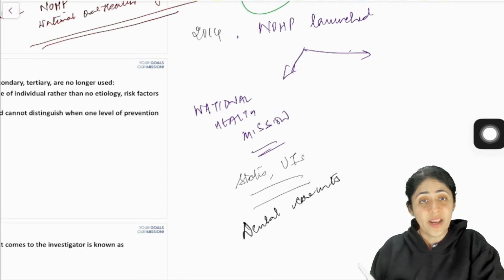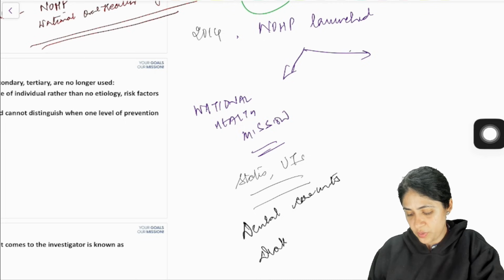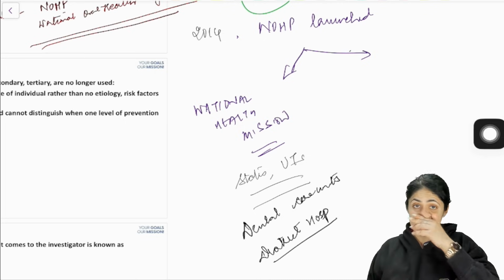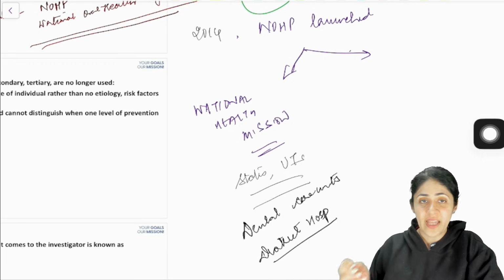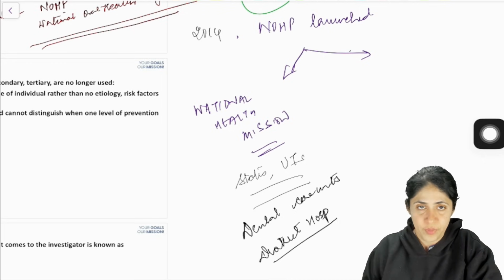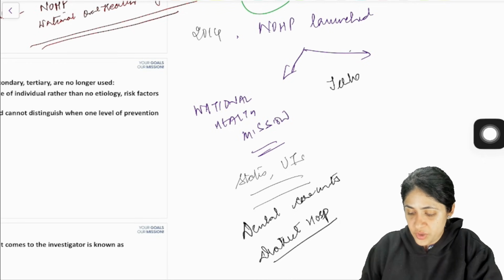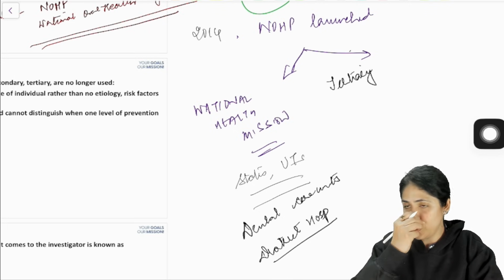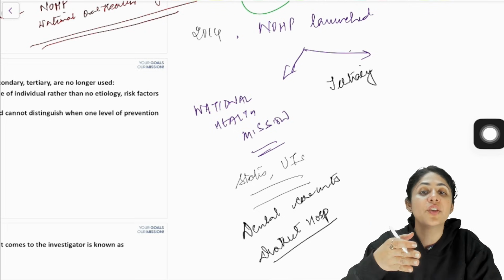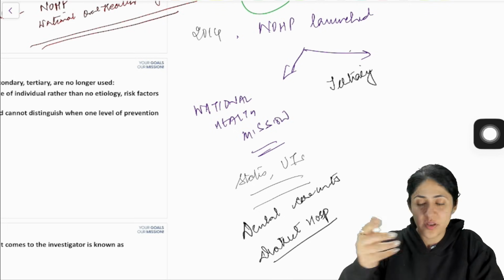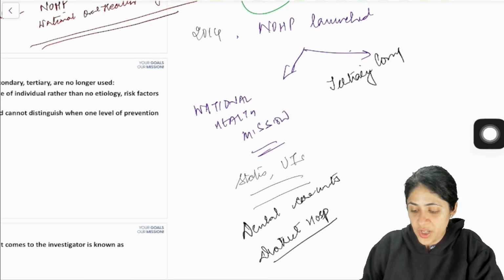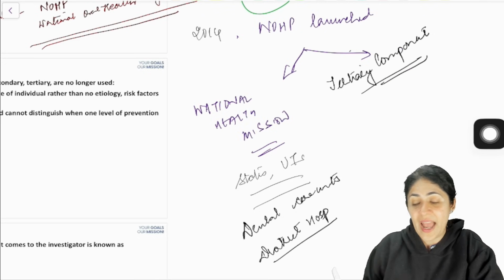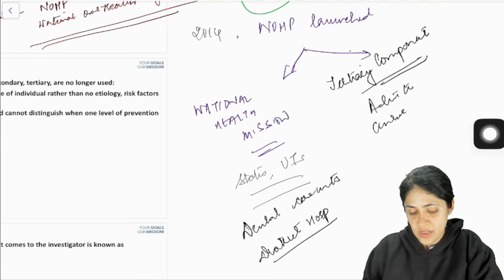Okay, where do they set them up? In the district hospital. They set up these units in the district hospital. And then there is a tertiary component. What is the tertiary component? The National Oral Health Program is setting up the units in the district level hospital, and the tertiary component is setting up the activities which are carried out at the central level.